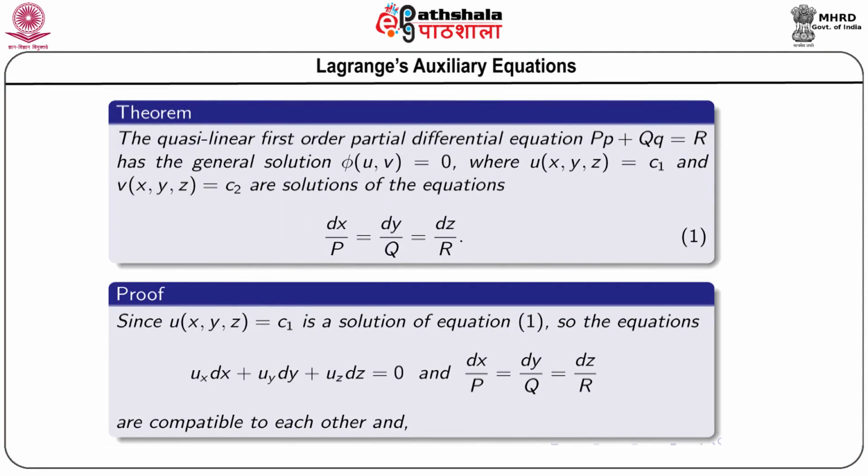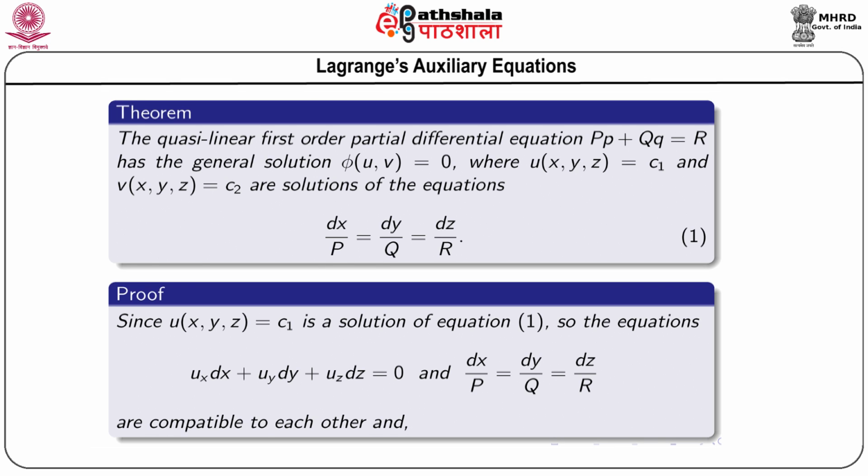Now, I am going to state an important theorem which says that the quasi-linear first order partial differential equation Pp plus Qq equals R has the general solution phi(u, v) equals 0, where u, which is a function of x, y and z, equals C1, and v, which is a function of x, y and z, equals C2, are solutions of the simultaneous equation dx by P equals dy by Q equals dz by R. Here small p and small q are del z del x and del z del y respectively.